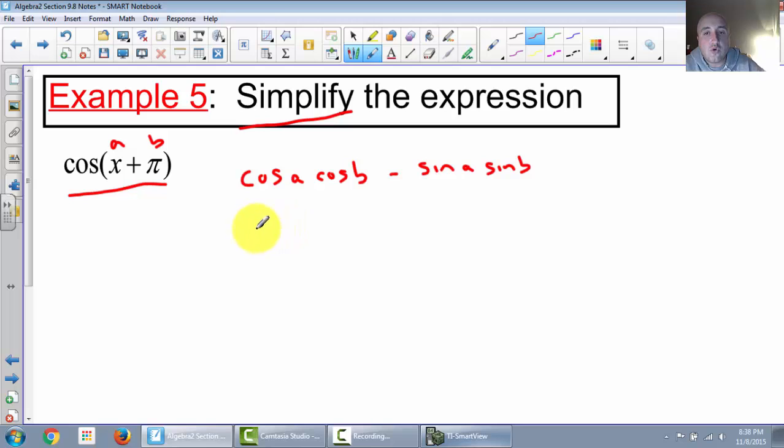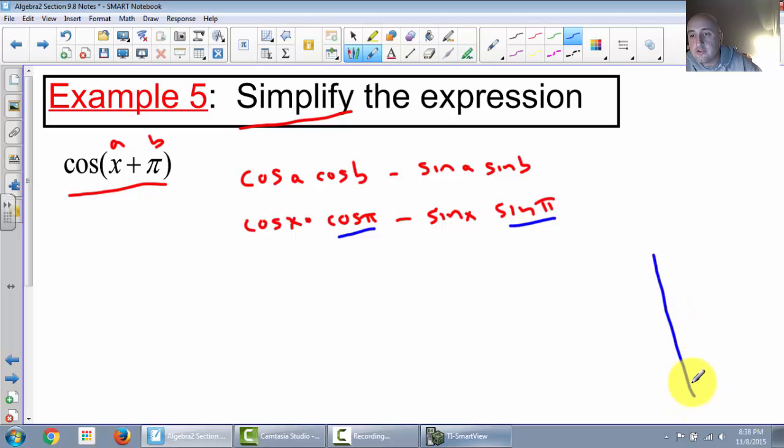My A is x, so cosine of x times cosine of B. What's my B? Cosine of pi minus sine of A, so that's sine of x, times sine of B, which is sine of, what's our B? Pi. Now, if you think about this, we know what the cosine of pi is and the sine of pi.